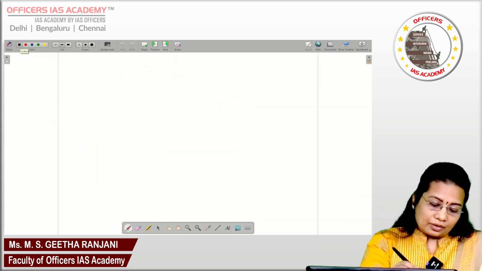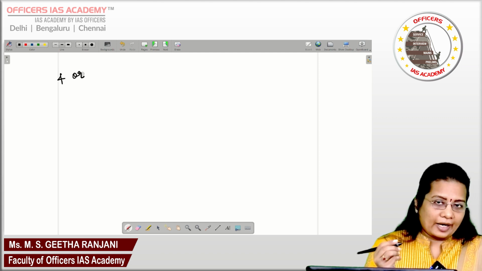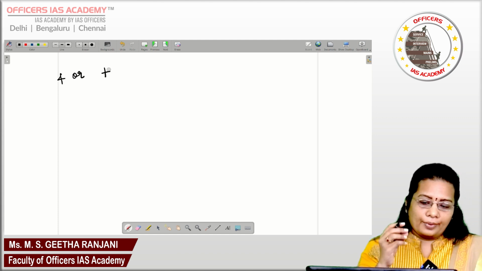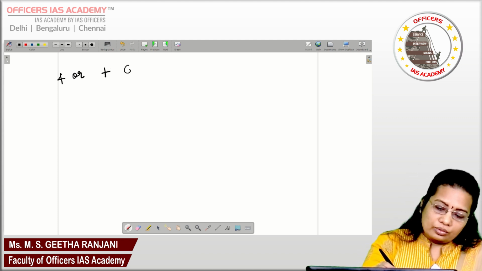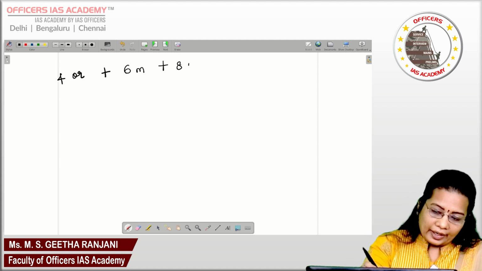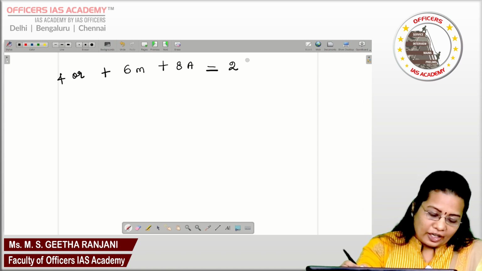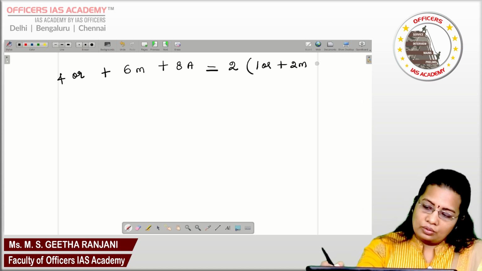So given is 4 oranges. For oranges, I have taken OR, because if I write O, you may get confused with 0. So OR I have written. So 6 mangoes, 6M, 8 apples, 8S, which is equal to 2 times 1 orange, 2 mangoes and 5 apples.